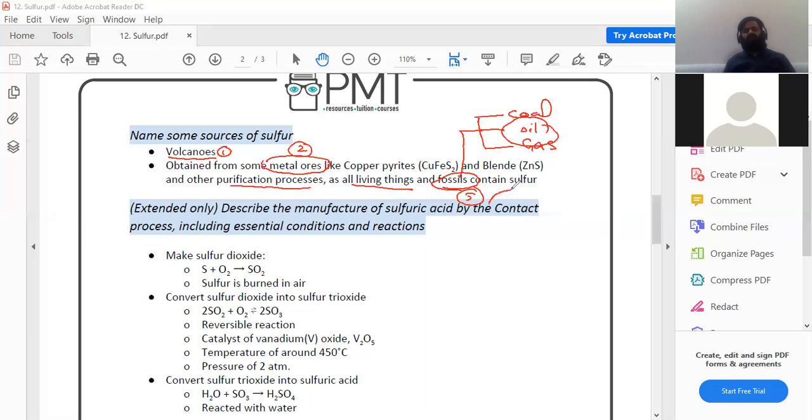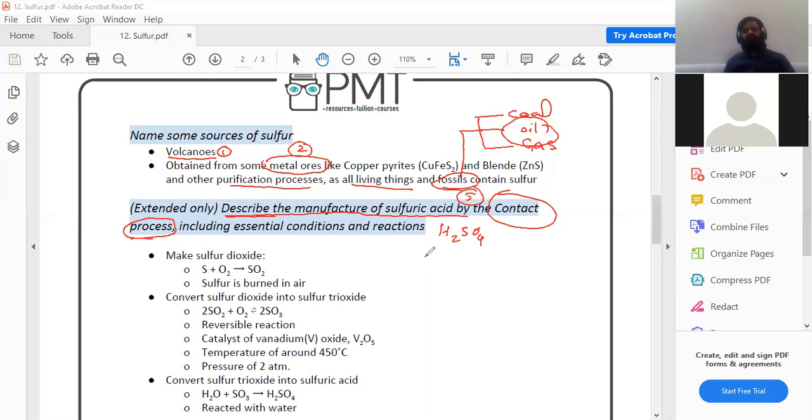What is the contact process? Previous day I also told you. Can you tell me, for what is it used? The contact process is the industrial way to manufacture sulfuric acid, H2SO4, when commercially manufactured. The name of the process is the contact process.